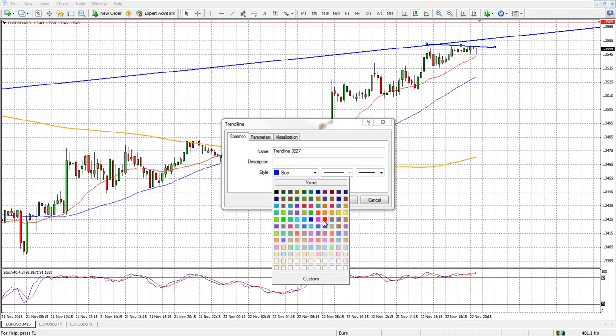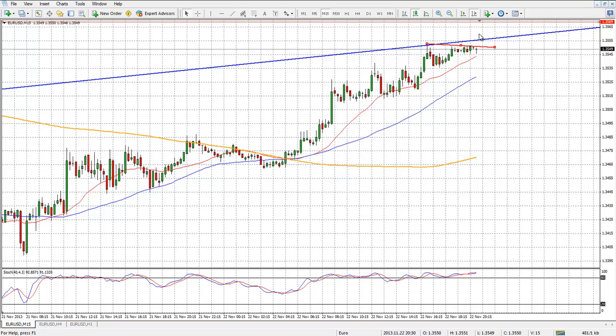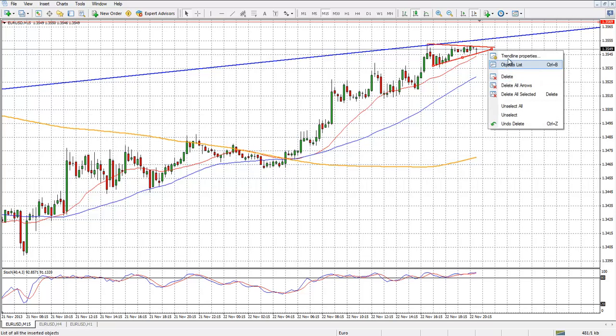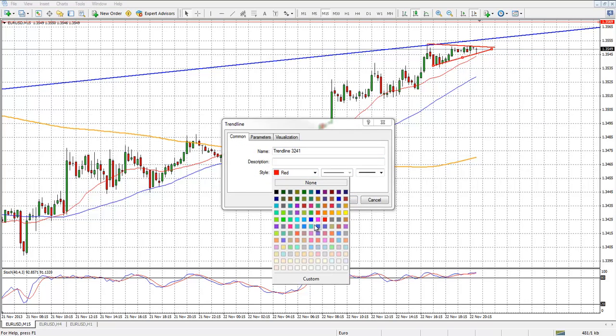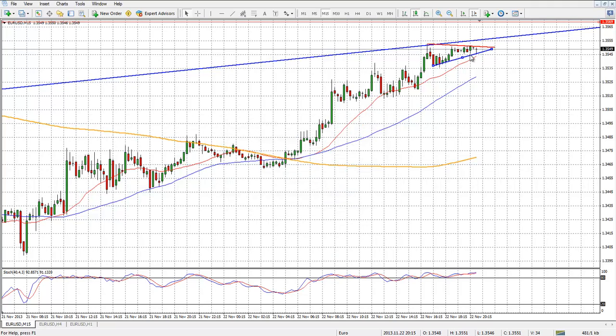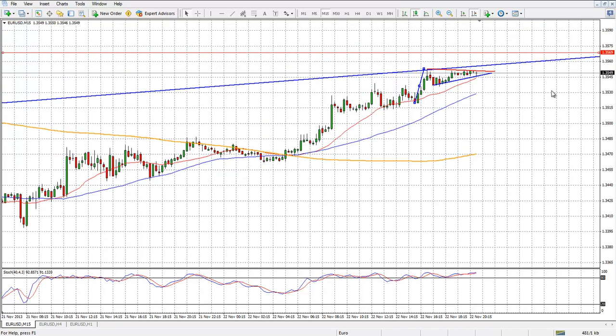So we're going to make this nice and red. So there is our little resistance, and this is our little support, and this appears to be some kind of triangle, a symmetrical triangle, possibly even a bull flag. Assuming that's the case, what I would like to see is this many points, which is our flag pole, added on the breakout of that level, and see where that takes us.